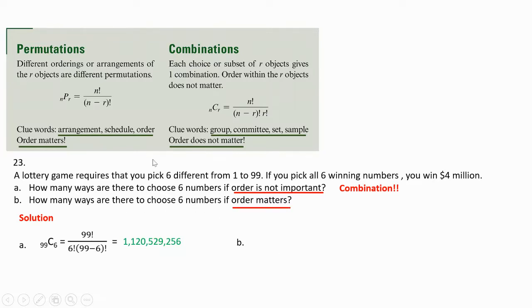So this is going to be permutation, because the order matters. So the answer will be 806,781,064,300.